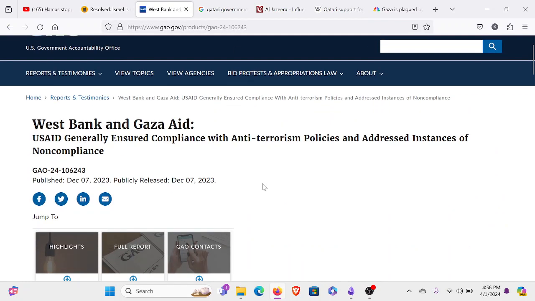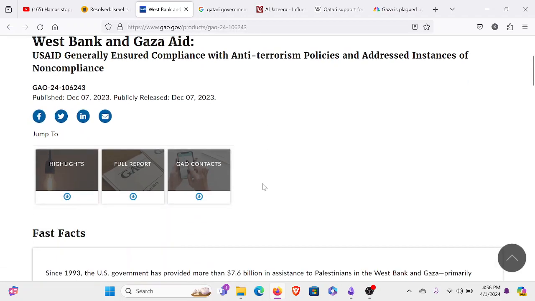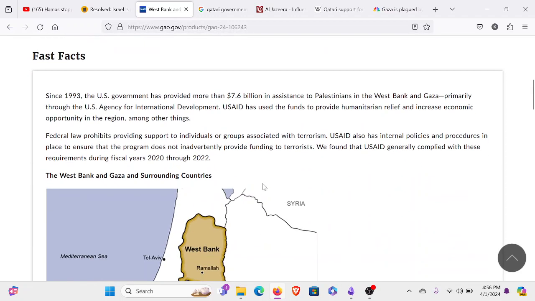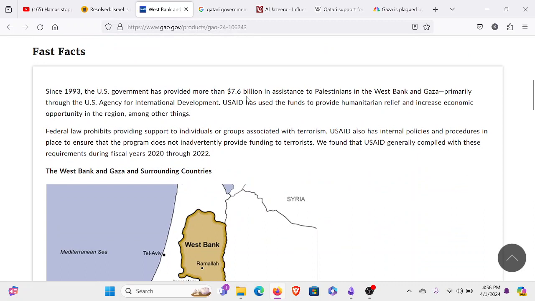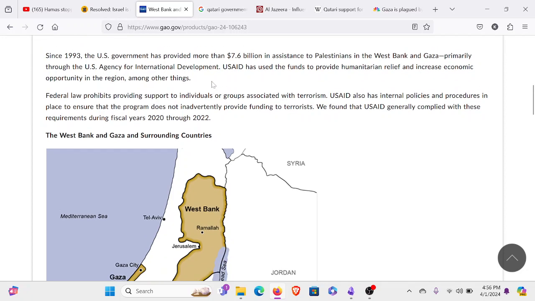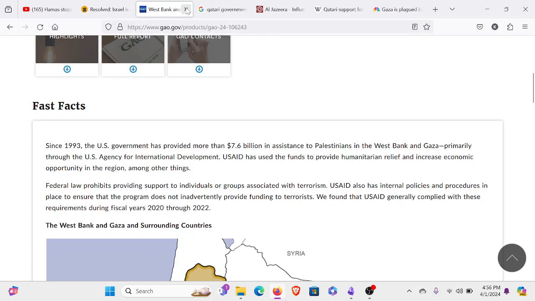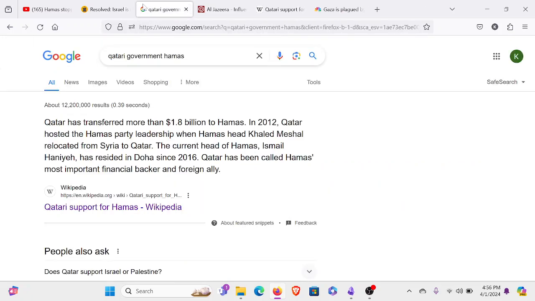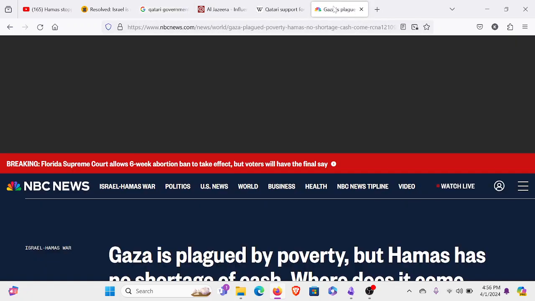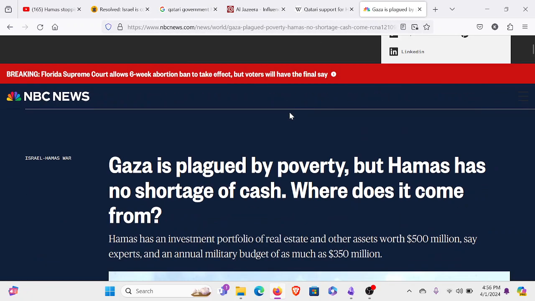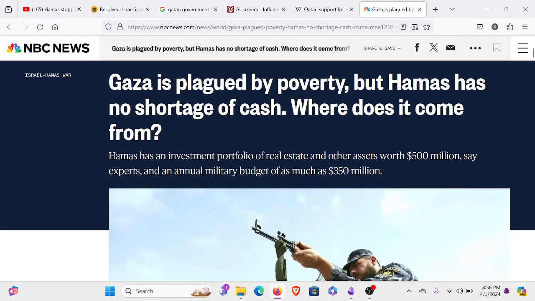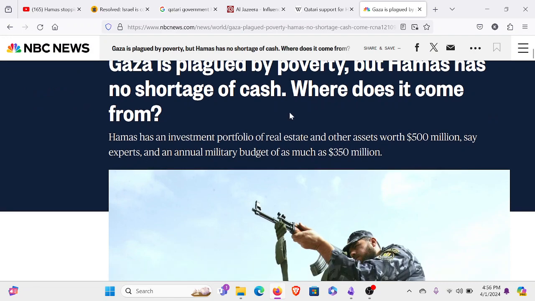What is this? U.S. Government Accountability Office. Fast facts. Since 1993, the government has provided more than $7.6 billion in assistance to Palestinians. Oh man, $7.6 billion? It's a lot of money. And what are they doing with the money? Let's see. Oh, here's what people in Gaza are doing with the money.